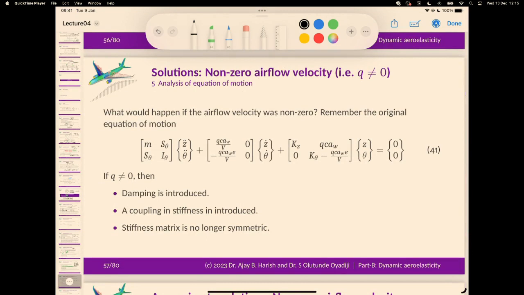Okay, awfully silent. Okay, so we made an approximation when we started out to say that there is no airflow velocity. It's not realistic.